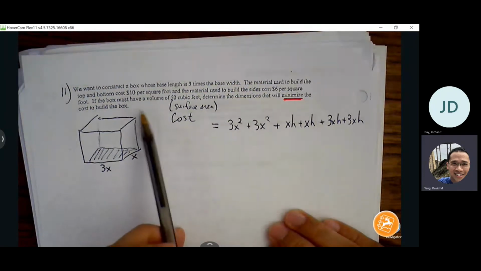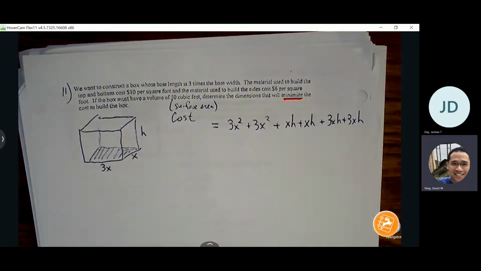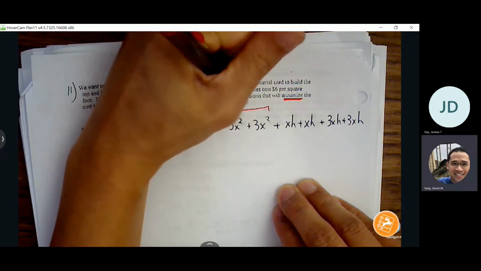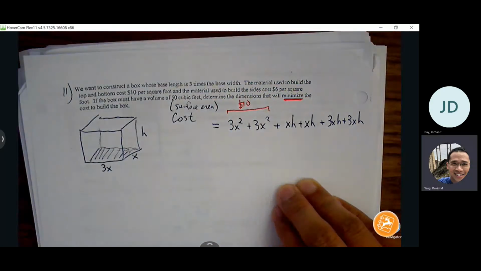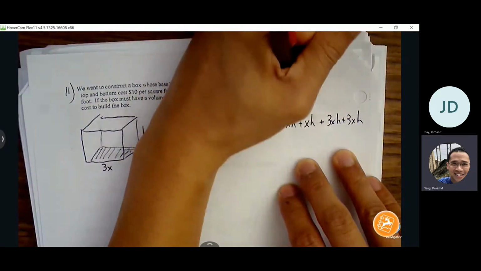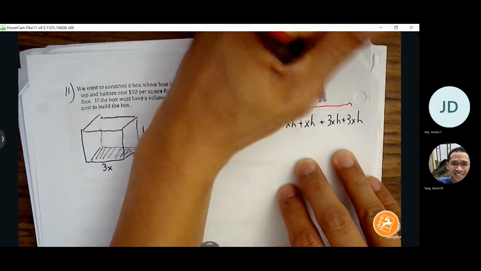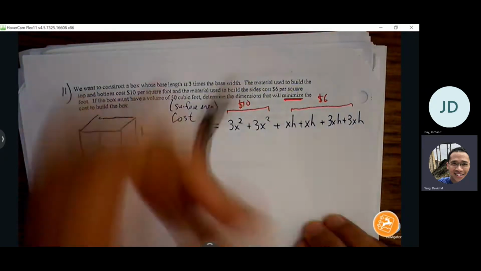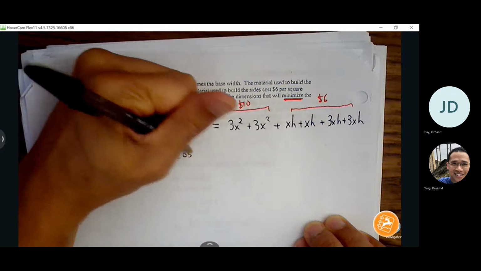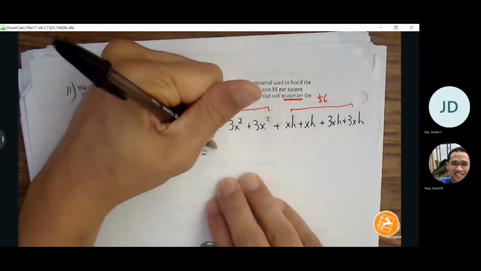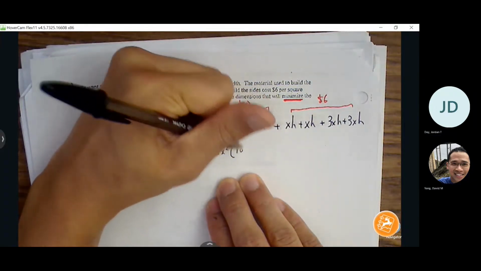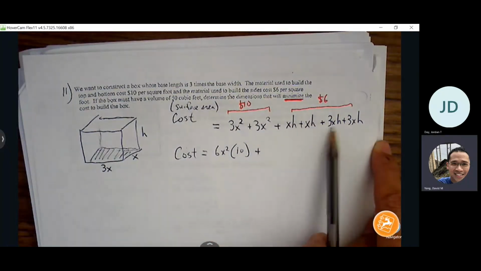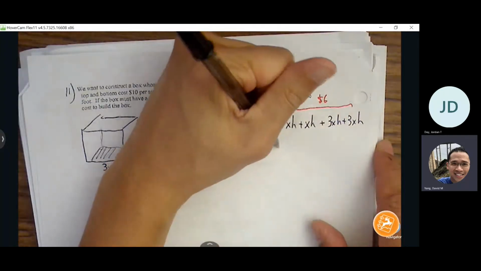Okay. The top and bottom is more expensive. We know the top and bottom has $10 associated with it. And the sides is a little bit cheaper, $6. So we're going to add those like terms and multiply the dollar amounts into it. Okay, so here's our cost equation. This is 1xh plus 1xh plus 3 plus 3. That's 8xh.